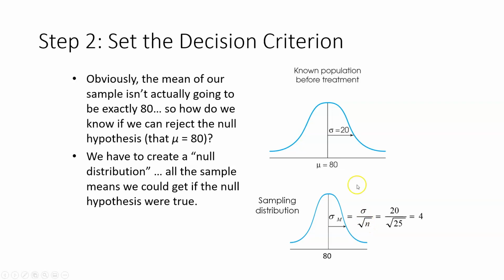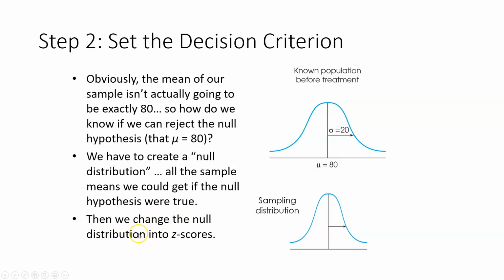In this case, 20 is sigma. The sample size was 25. That was on the last slide. And so we put that into the equation, and we can figure out that the standard error of the mean here is 4. So most sample means will be somewhere between 80 and 84, or on the lower side, 80 and 76. Some will be a little further out than that. But most of them, 70% of them, will be between 76 and 84. 95% of them will be between 72 and 88.